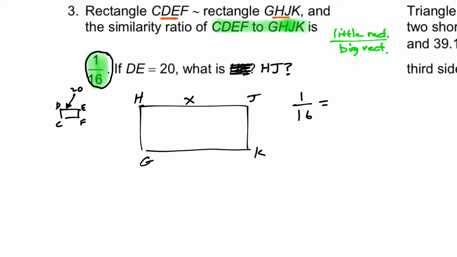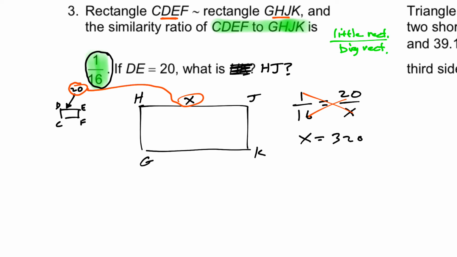we have 20 in the little rectangle corresponding with X in the big rectangle. So we write our second ratio in our proportion as 20 over X. Now let's just do our cross products. So we're going to do 1 times X and set that equal to the cross product of 16 times 20. Our first cross product is 1 times X, which is just X, and then 16 times 20 is 320.